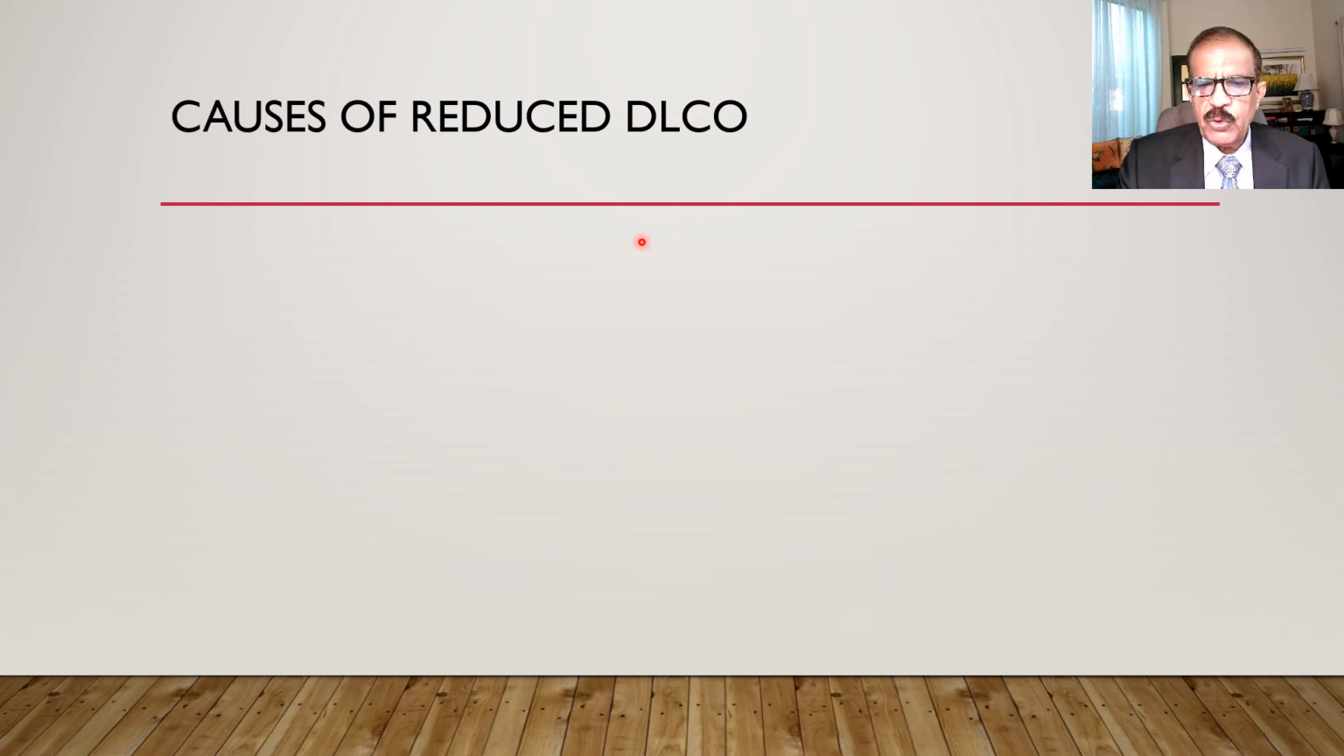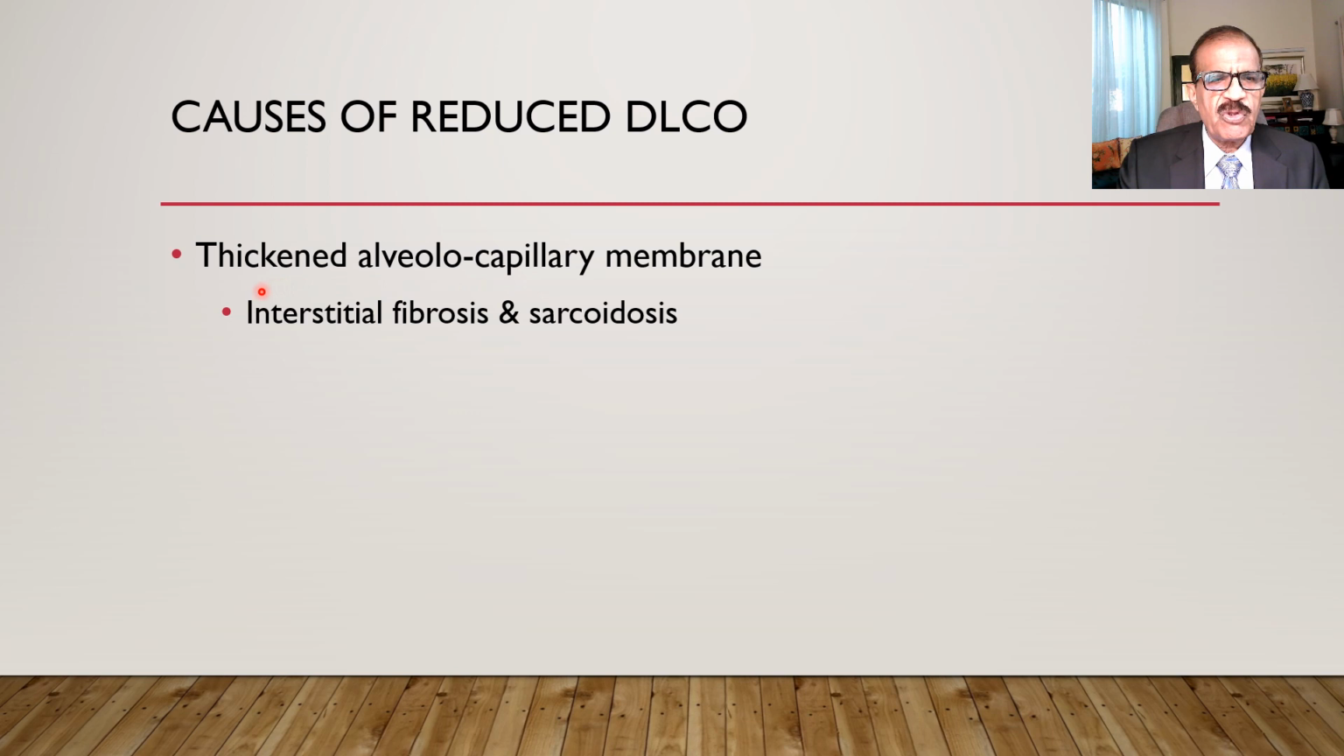Causes of reduced DLCO. One is thickened alveolo-capillary membrane. Just imagine any condition where there is interstitial thickening, and one classical example is interstitial fibrosis. There are many causes behind interstitial fibrosis, and just one word will suffice to include all of them. Then sarcoidosis. In sarcoidosis also there is a reduction in DLCO. Now there are actually other conditions, but I will just give you the prototypes.